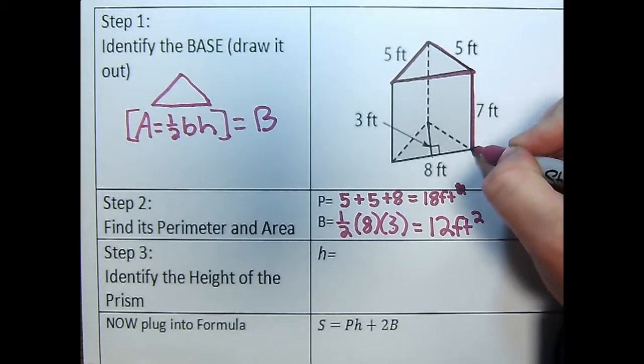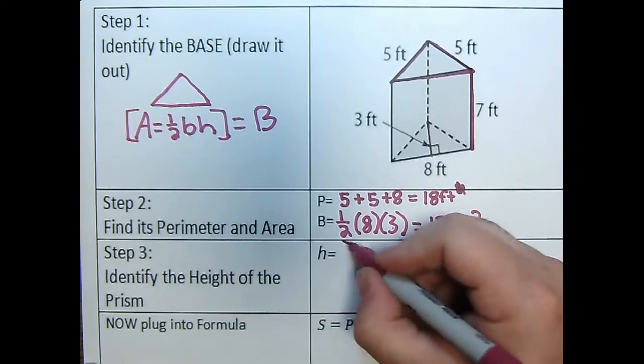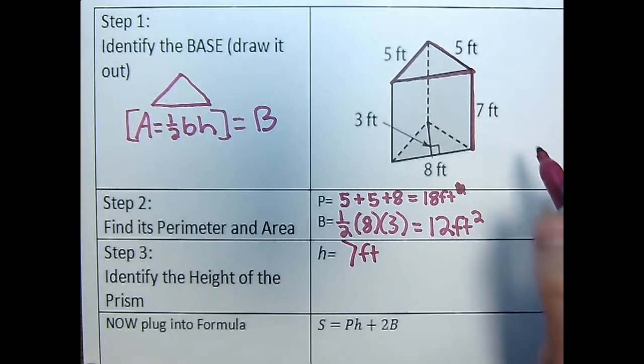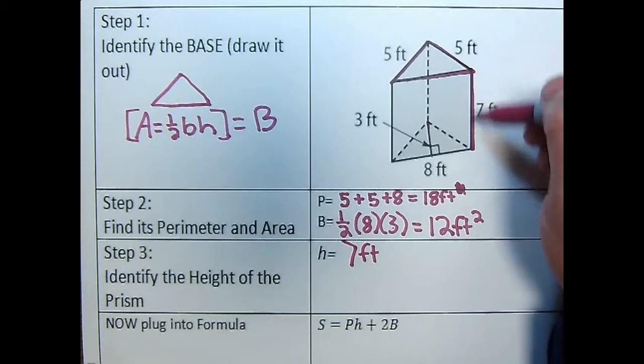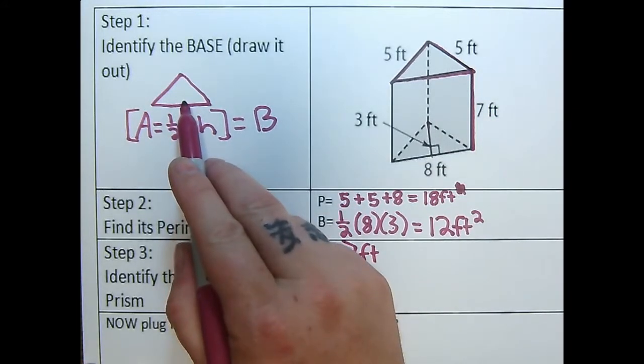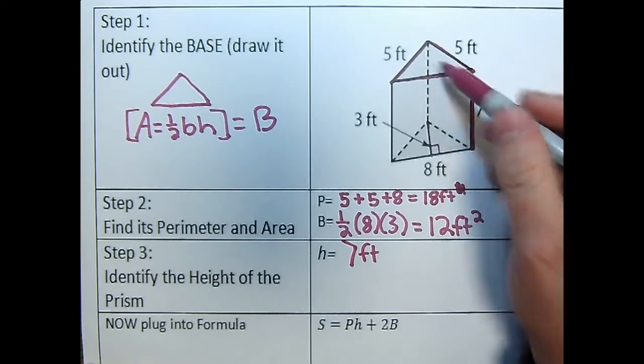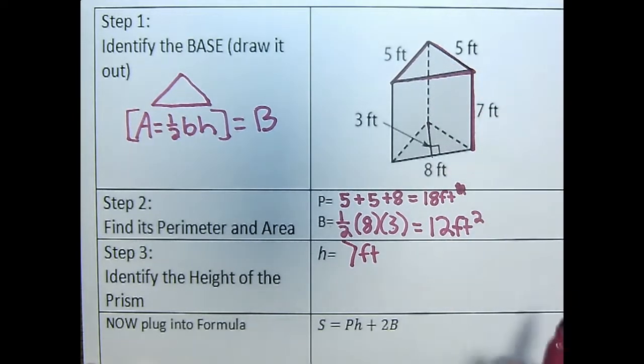So there'd be this line right here is my H. So that would be 7. So 7 feet for the H. Okay, so whatever line goes between the shape that you drew initially, because if you notice we drew a triangle and a prism will have 2 of those that are equal, it's a line between those.